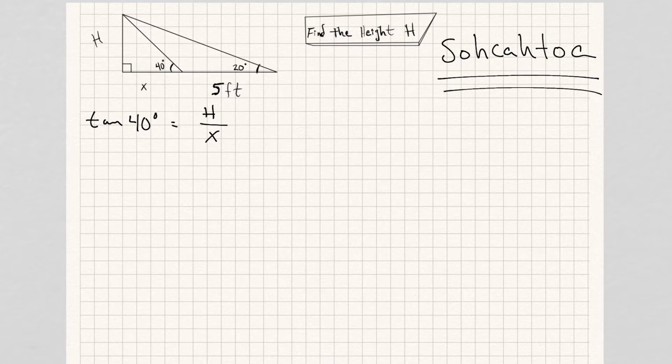Now we're solving for h, so let's switch things around here. We're going to say that x equals h over tangent of 40 degrees. You'll see why we're doing this in a minute. So here's our first triangle, the small triangle, triangle 1. Here's triangle 2, which is this larger triangle here.